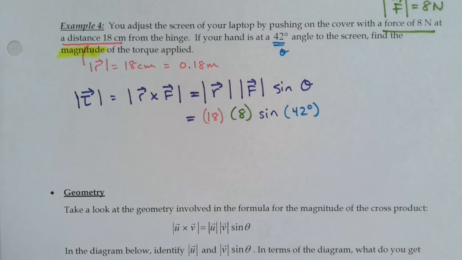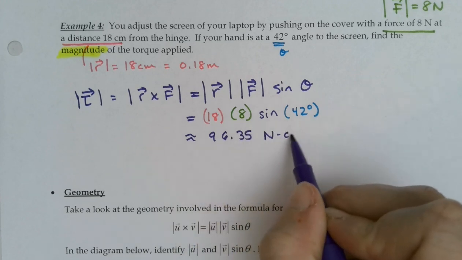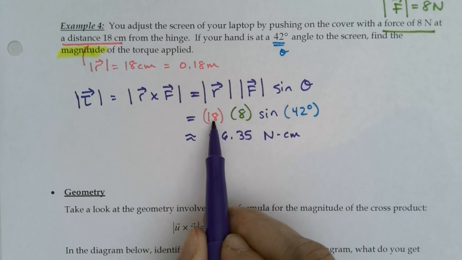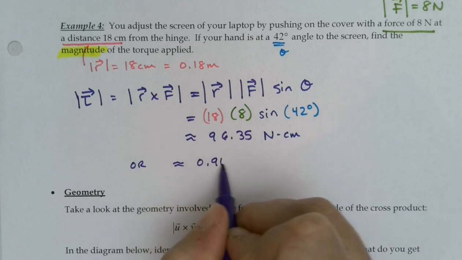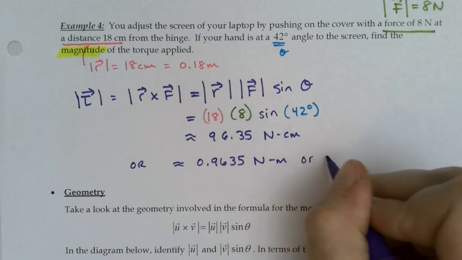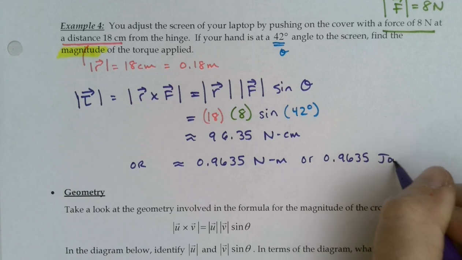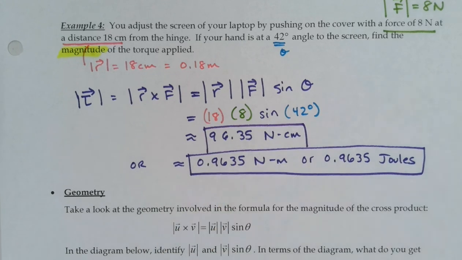So you multiply these three, and you'll get 96.35. That would be Newton centimeters, of course, because the radius was in centimeters. Now if you wanted to use meters instead, it would have been 0.9635 Newton meters, which is also known as joules. They didn't specify which units they want, so any one of those three would work. That is the amount of torque going down the hinge. And if you were going to design laptops, you would want to make sure that your laptop could withstand such amounts of torque, which I'm sure it could.